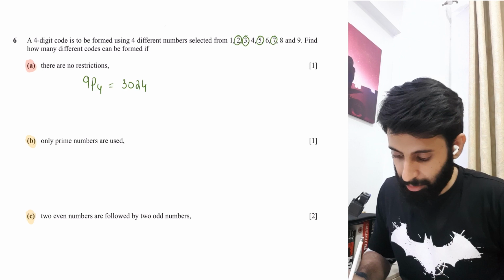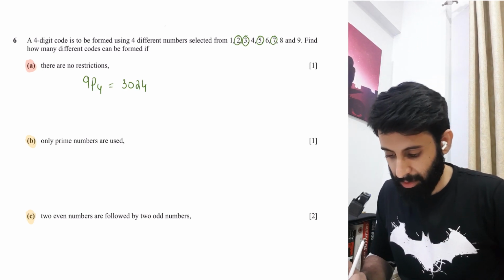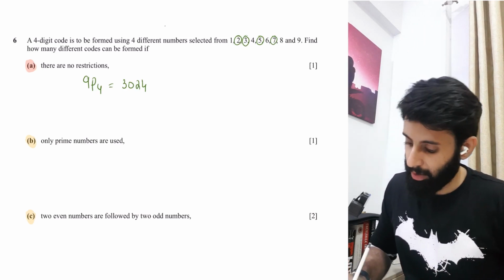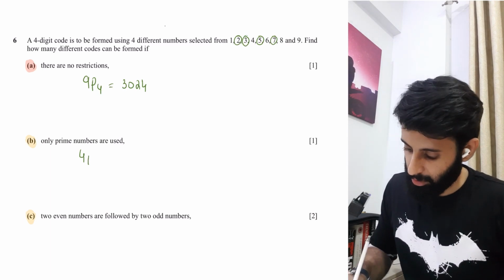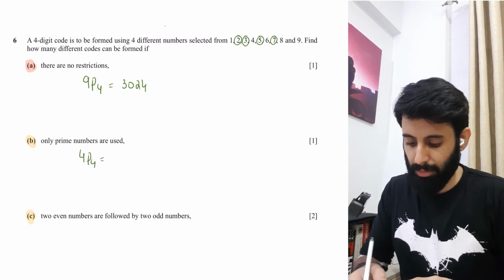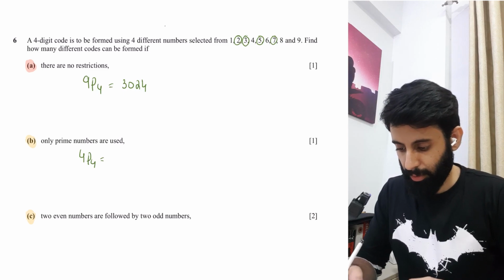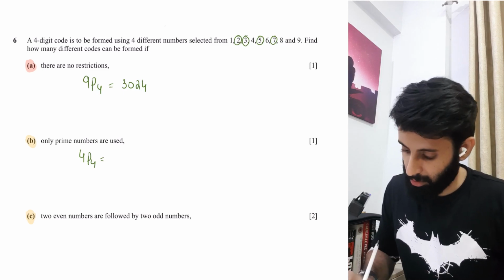So if you're using only prime numbers, how many prime numbers do you have? You have 1, 2, 3, 4, and what's the length of the code? That's also a 4-digit code, so 4P4. That's the same as 4 factorial. So 4P4 is equal to 24.